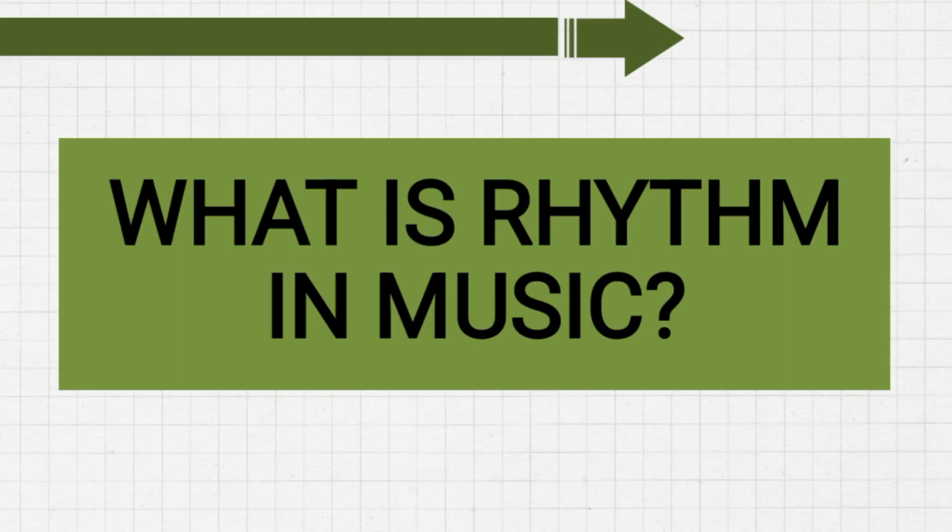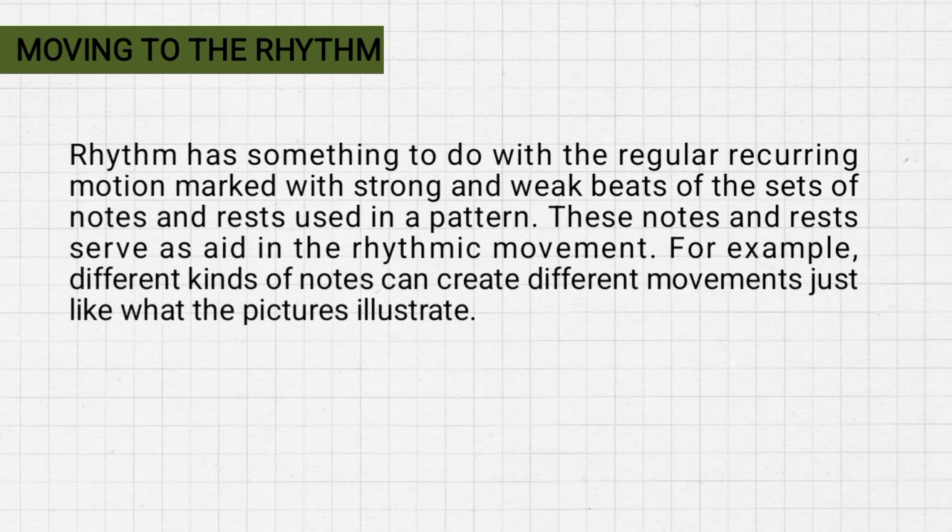And now, what is rhythm in music? Rhythm in music is a pattern of beats, sounds, and silences that happens over time. It's what makes music move, and it gives a sense of timing. And next, what is rhythm in music? Rhythm has something to do with the regular recurring motion marked with strong and weak beats of the sets of notes and rests used in a pattern. These notes and rests serve as aids in rhythmic movement.